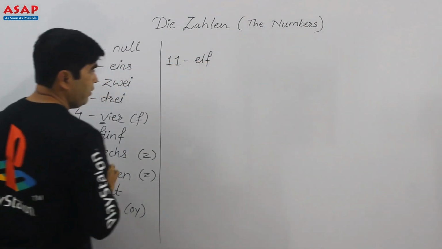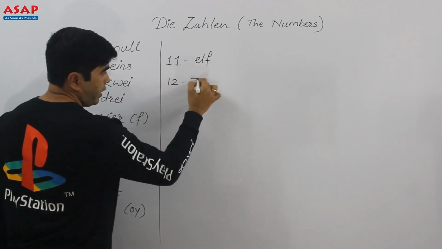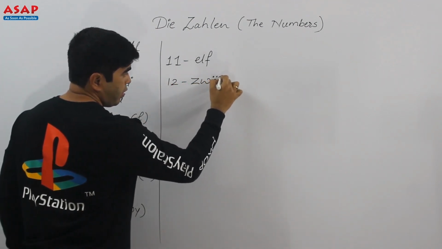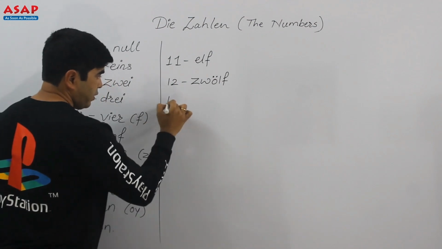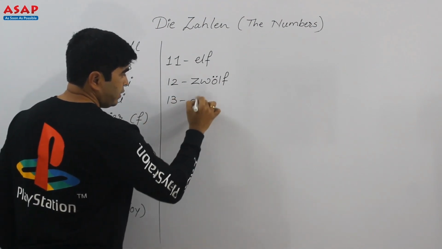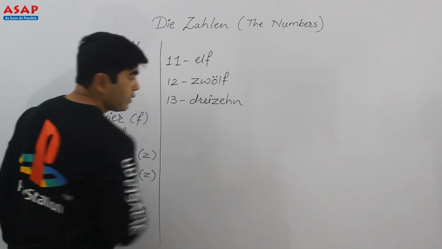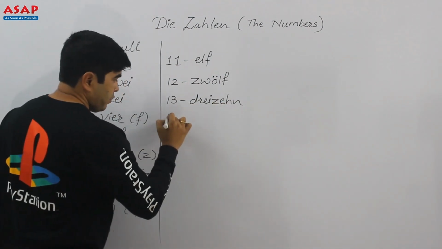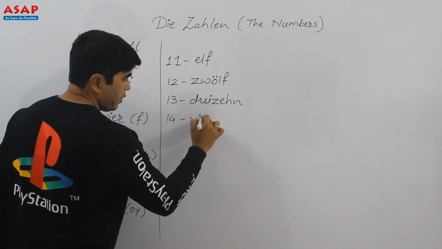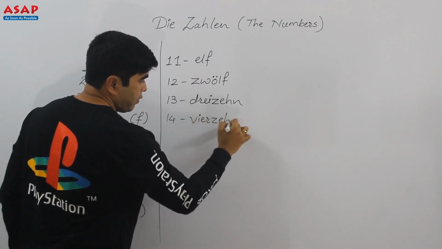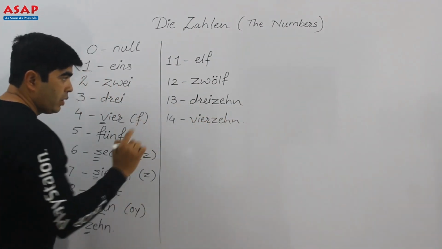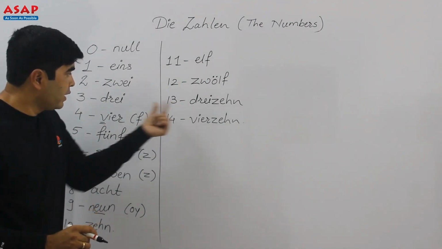11 is elf, 12 is zwölf, 13 is dreizehn, 14 is vierzehn. Now how is it? Look at this 13, dreizehn.